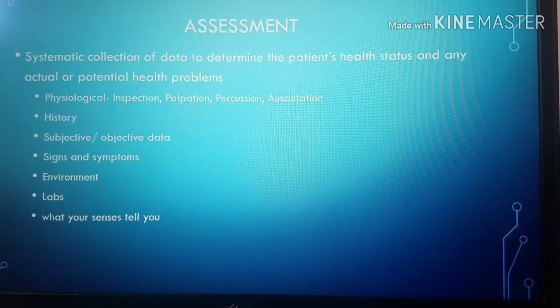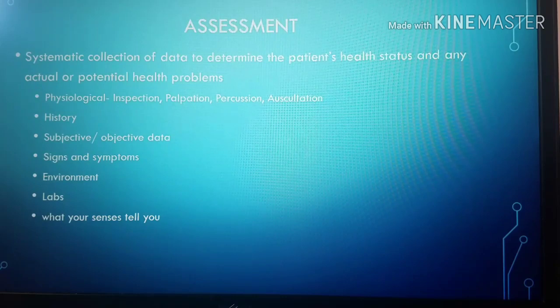Now, later on, once I've stabilized my patient, would I do a system assessment? Would I do a head to toe? Absolutely. But in the beginning, I want to listen to the heart, I want to listen to the lungs, and I want to help this patient as soon as possible because I know my ABCs are important, airway, breathing, okay?